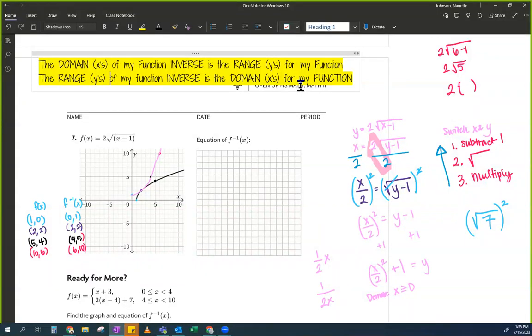Why are you switching them, Miss Johnson? You keep telling me every time I say inverse, you're like, switch it. When I said graph it, you said switch it. When I said find it, you said switch it. So it just means inverse, right? Inverse, you should be thinking of that. Yeah, and reflection works too, right?